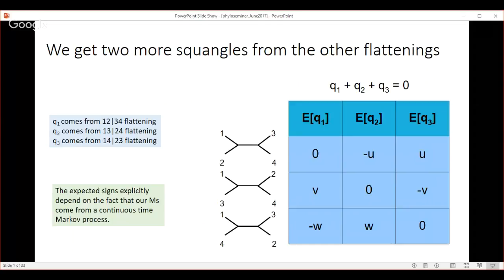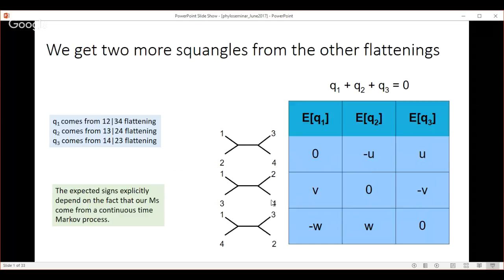But one of the interesting things that comes out of the fact that our M's are explicitly coming from some continuous time Markov process is we can say, okay, if my phylogenetic tensor comes from the tree 1, 2 away from 3, 4, I'm expecting this first squangle, the one where the flattening matches the tree, to be 0. But I know something quite specific about the other two. I know that they should be equal and opposite in sign. In particular, I expect the one on the 1, 3 away from 2, 4 flattening to be negative, and the one that arises from the 1, 4 away from 2, 3 flattening to be positive.